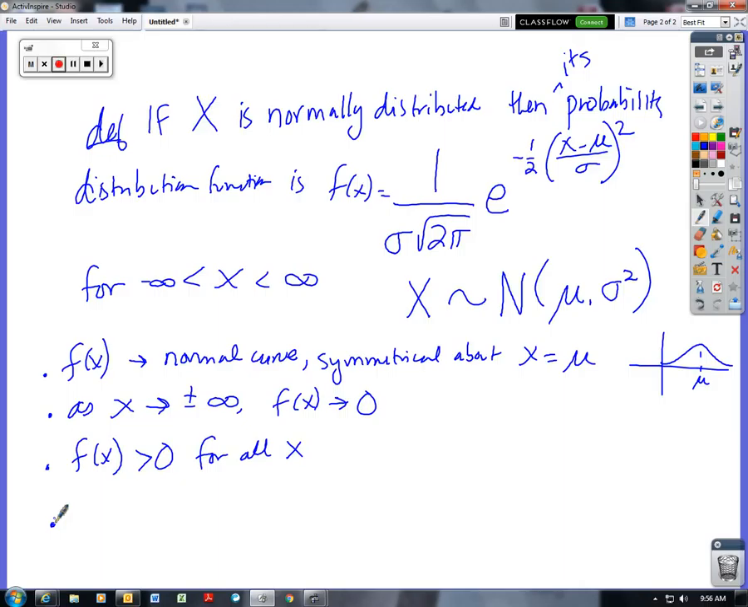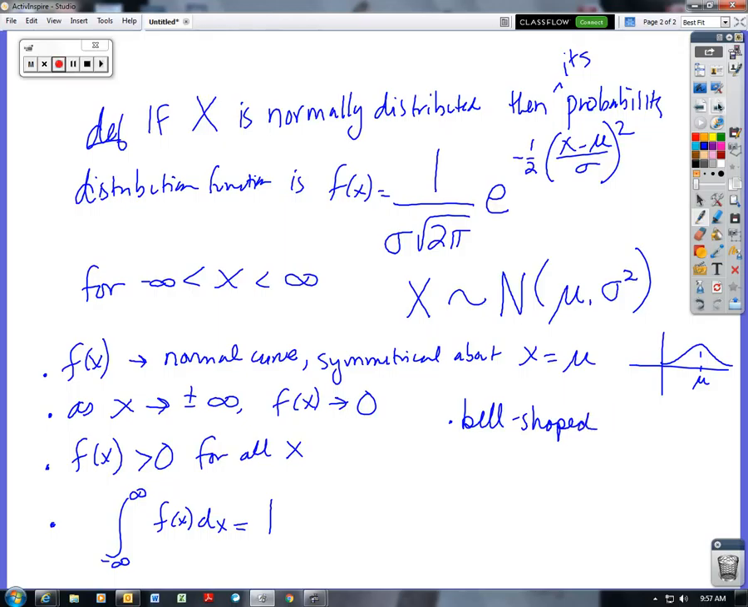And then if you integrate from negative infinity to infinity of f of x dx, what are you going to get, do you think? Well, the area under the curve is the probability, and this is over the entire range of possible x values, so the entire probability has to be 1. Oh, and it's bell-shaped. That's the other little thing. The normal curve is bell-shaped.